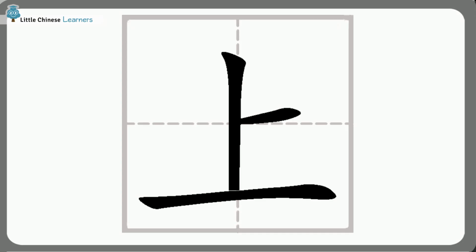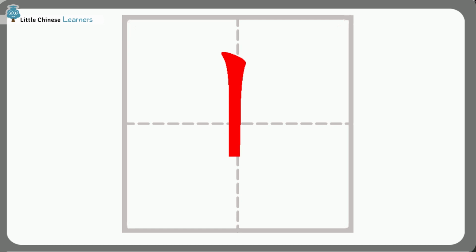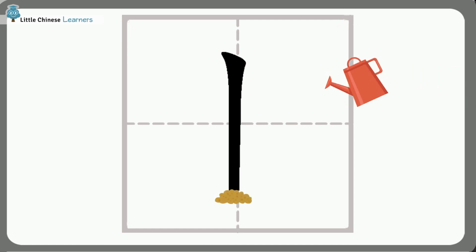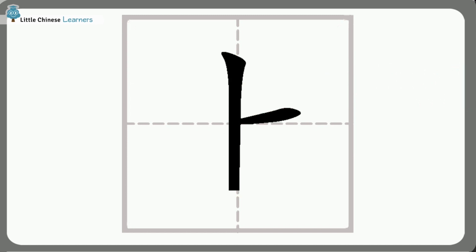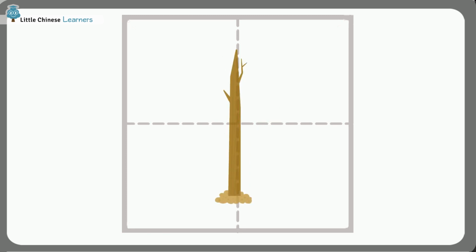To write 上, we start with a vertical line, 上到下. You can think of this as the trunk of a tree. Then we draw a short horizontal line about halfway through the vertical line. This is like a tree branch growing out of the trunk.